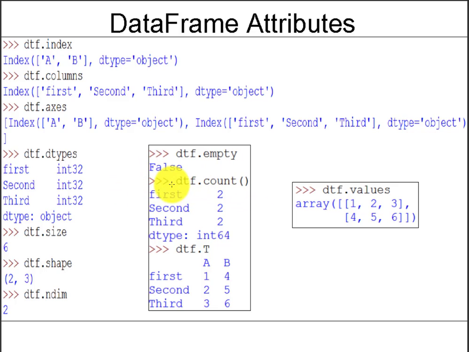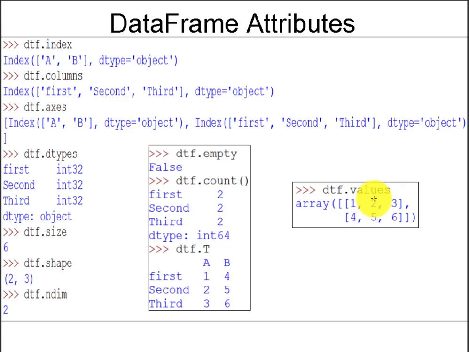Next is the count method, which returns the number of values in each column. It shows the first column has 2, the second 2, the third 2 values. Clear? And this is the transpose, DTF dot T. Transpose simply converts rows into columns and columns into rows. So first, second, third become rows, and A, B become columns. Transpose turns the index into columns and columns into index. You can transpose with the help of T.